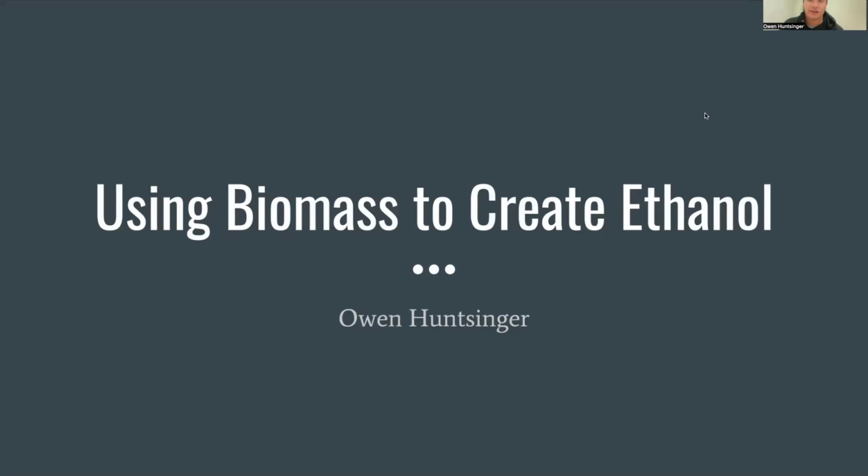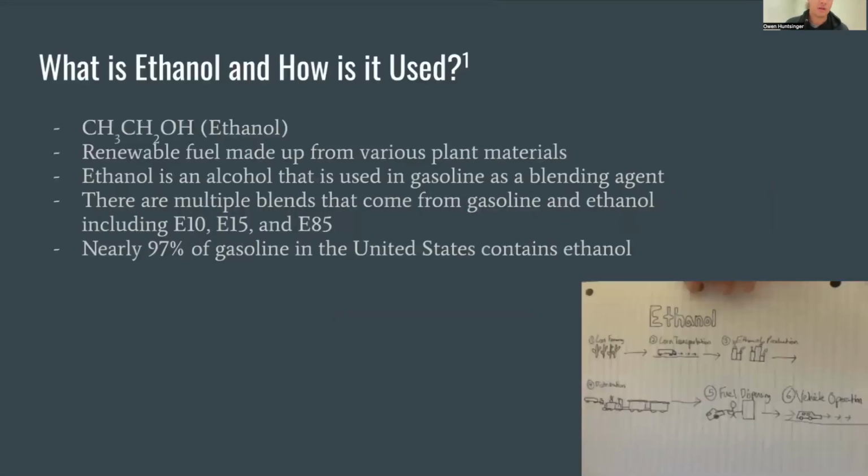Hello there, I'm Owen Huntsinger, and the biofuel I decided to choose was ethanol, using biomass to create ethanol. What is ethanol and how is it used? Well, the chemical formula for ethanol is CH3CH2OH, and the OH group there at the end tells you that it is an alcohol, and it uses alcohol fermentation.